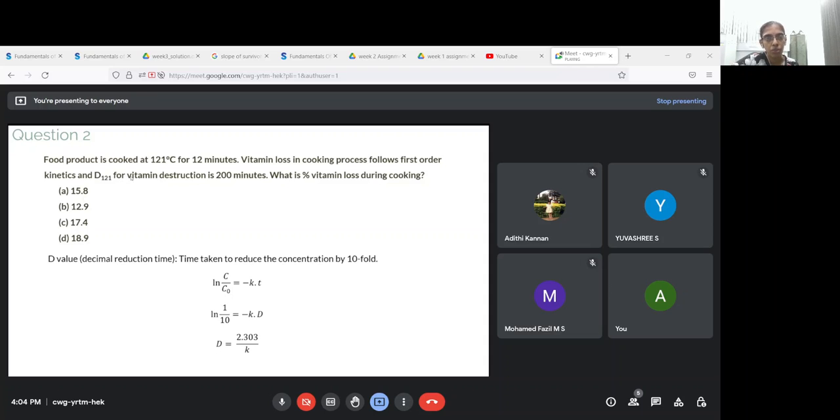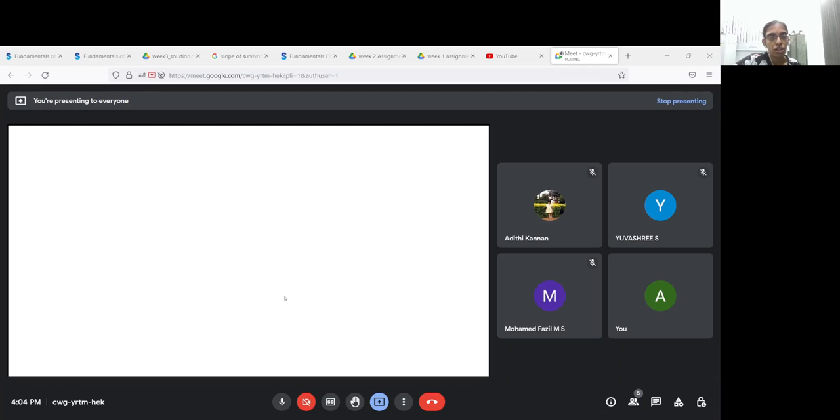Here it is given that D121, that is the D value at 121 degrees Celsius, is 200 minutes. So from this you can calculate the rate constant. So what is the rate constant in this case? Yeah, so K is coming out to be 0.0115 minute inverse. So from there you can calculate again the percentage change in concentration.